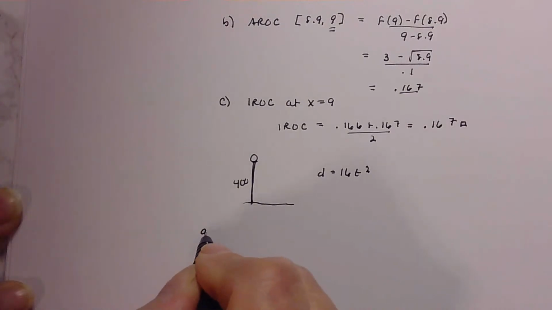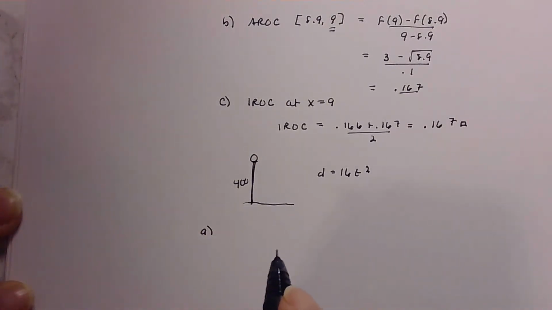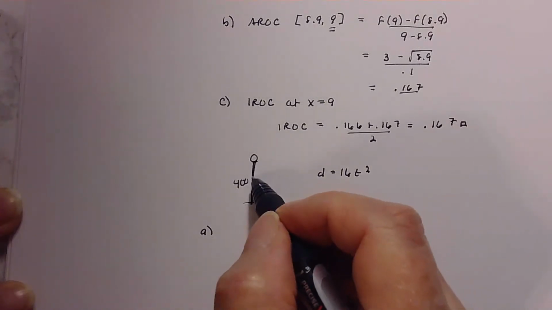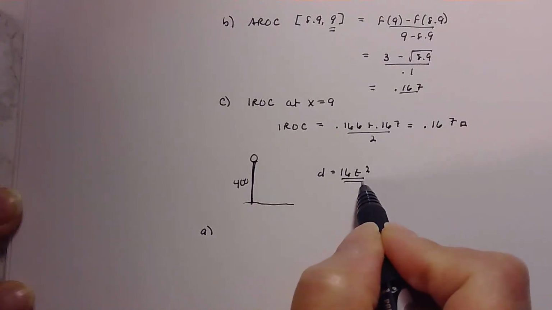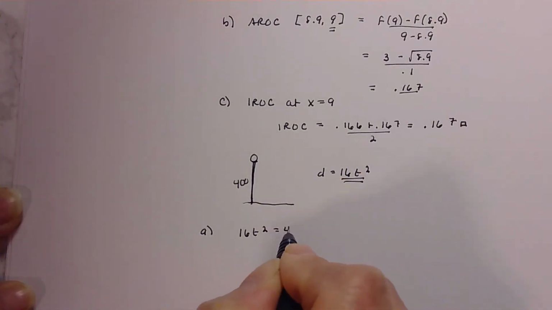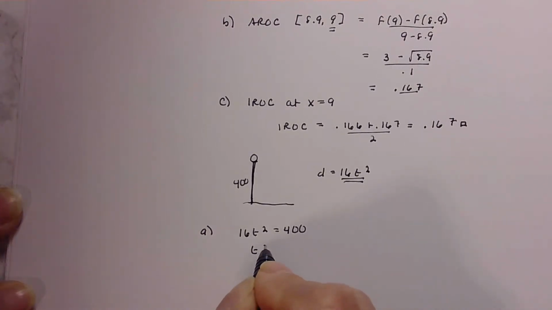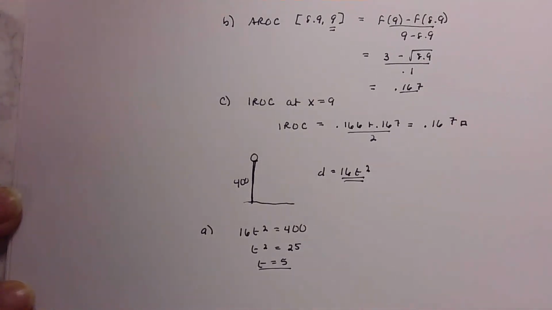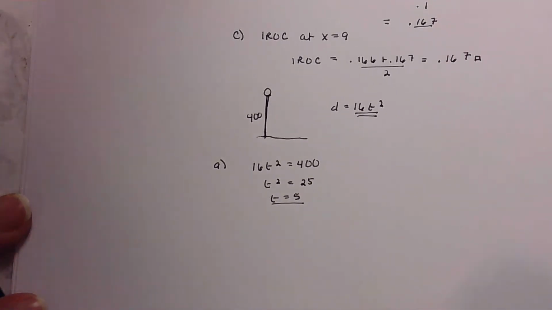So in part A, they want to know at what time the ball hit the ground, or how many seconds after we release the ball it hits the ground. Well, if it can only go 400 feet, and this represents the distance, then we say 16t squared is equal to 400. And if we solve for t, t squared is 25, so t is 5, right? We get 5 seconds. It takes 5 seconds for the ball to hit the ground. That's a 5.